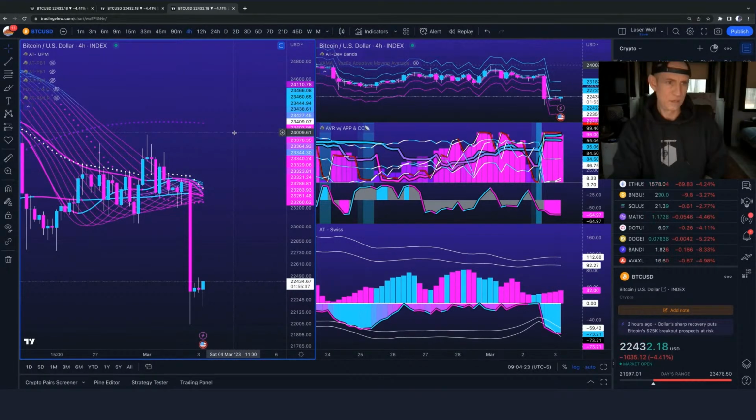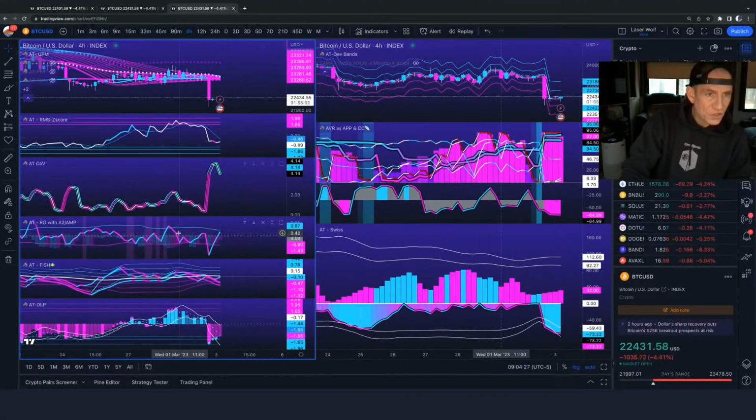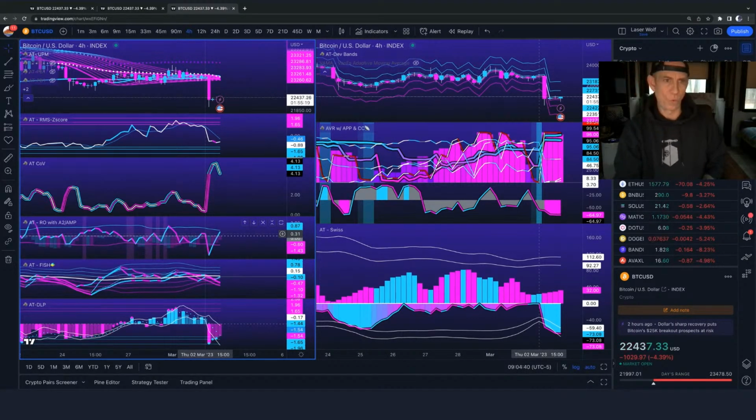Then rejects. So let's see here. Well, imagine that. So right here, what do we got immediately that I see? We got hidden bear div. Hidden bear div setting up right before the dump on the 4 hour. Okay. Hidden bear divergence right before.